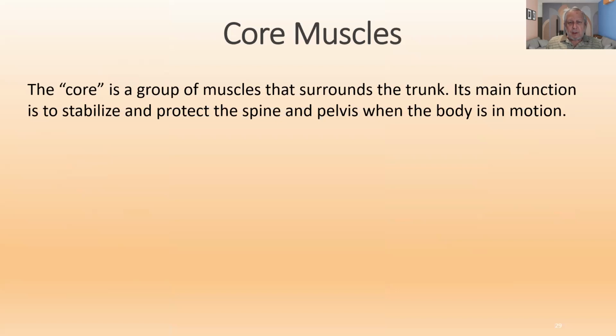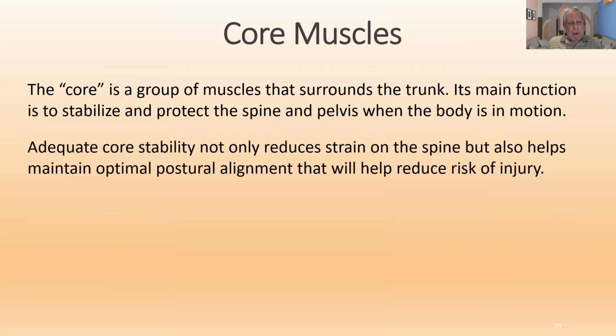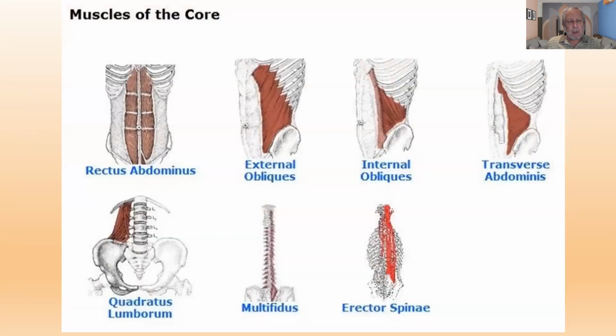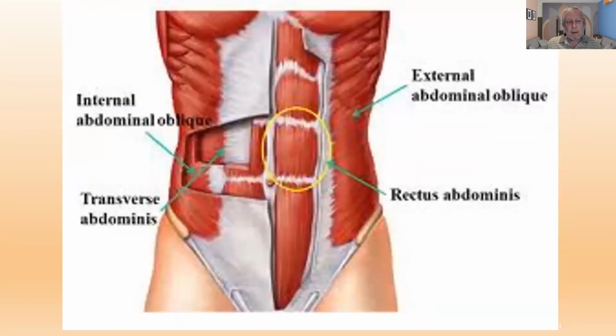Core is a group of muscles that surrounds the trunk. Its main function is to stabilize and protect the spine and pelvis when the body is in motion. Adequate core stability not only reduces strain on the spine, but also helps maintain optimal posture alignment that will help reduce risk of injury. And there's the muscles of your core. If you want to look at all those muscles, you can. There's a close-up of the core, and there's even some muscles inside the other muscles.